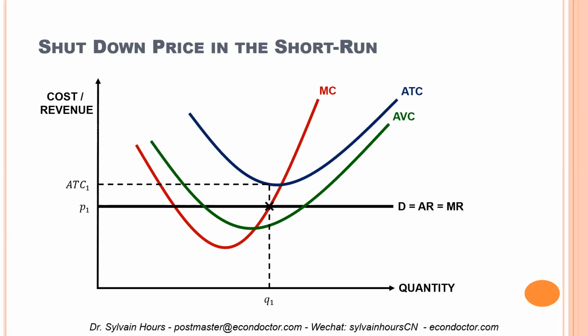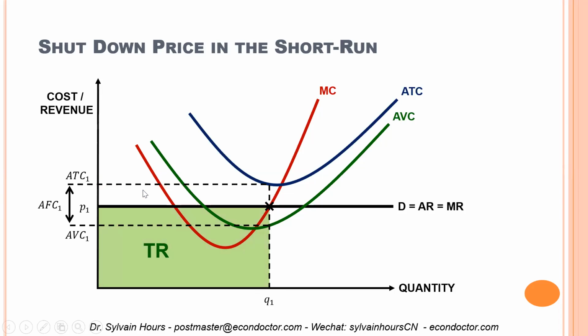Now, let's identify some areas: total revenue, total cost, variable cost, and so on. My average variable cost is there. What I can see on this diagram is that the total revenue is represented by this area, simply price, P1, times quantity, Q1. Whereas my total cost is equal to this bigger rectangle, average total cost times quantity, ATC1 times Q1.